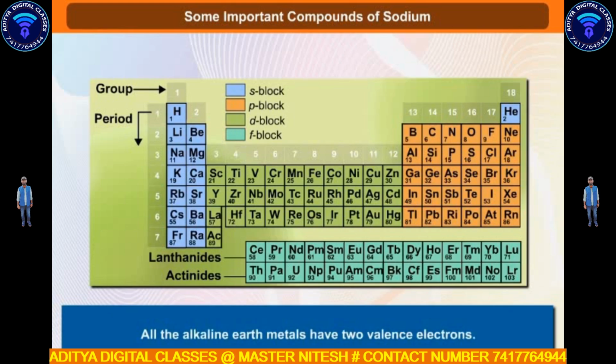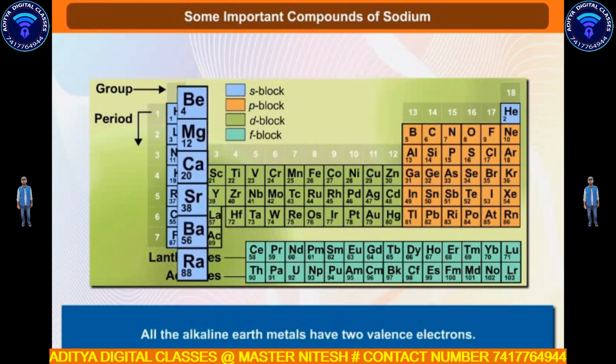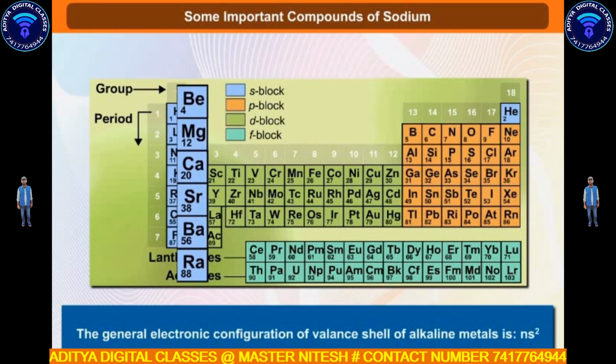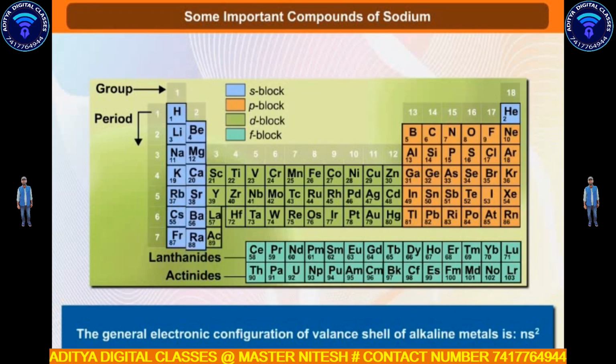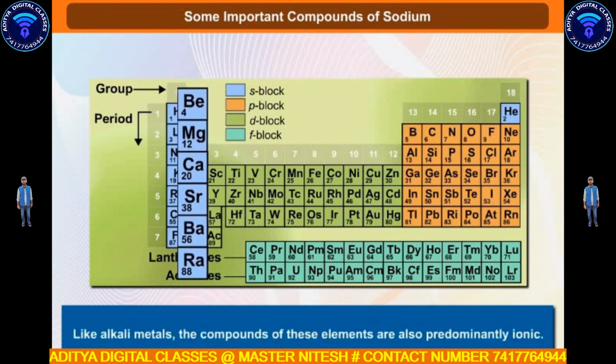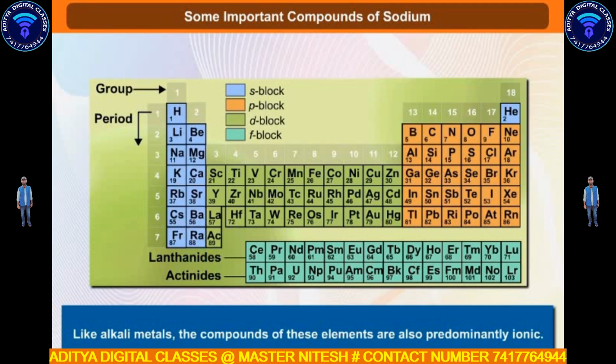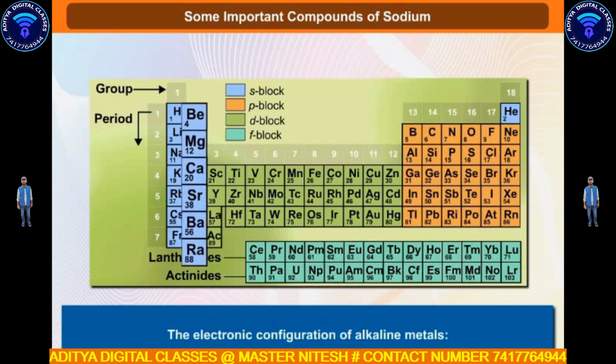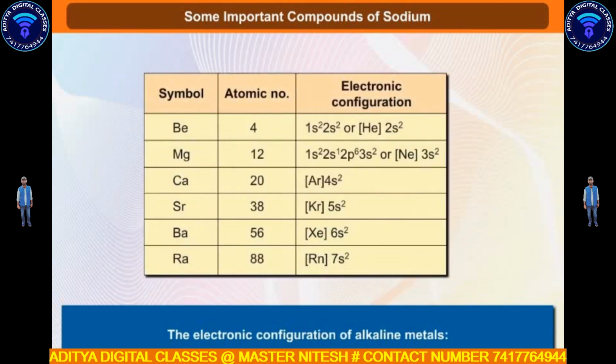All the alkaline earth metals have 2 valence electrons. The general electronic configuration of valence shell of alkaline earth metals is ns². Like alkali metals, the compounds of these elements are also predominantly ionic. The electronic configuration of alkaline earth metals is shown.